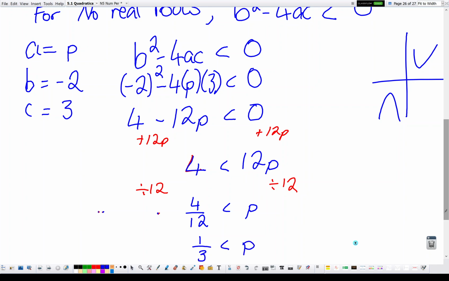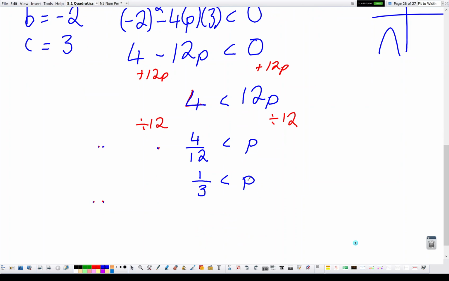So the range of values that make this quadratic have no real roots, basically p has to be any number greater than 1/3. So 1/3 is less than p, or if you want you can flip it round, but just make sure to change the sign. If you do that, the gap should be at the p. So p is greater than 1/3. So the range of values are p is greater than 1/3. So any number bigger than 1/3 makes this quadratic have no real roots. And that's how we do that question.